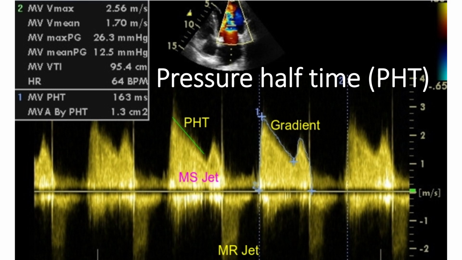It has been shown that associated aortic regurgitation shortens the transmitral pressure half-time, thereby leading to overestimation of mitral valve area by Doppler echocardiography. An earlier study had shown that mitral regurgitation does not significantly change the estimation of mitral valve area by pressure half-time method.